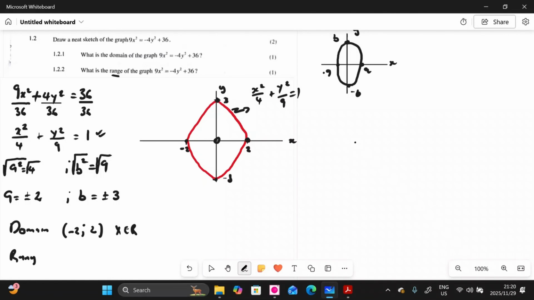As you can see, this is going to be negative 3 and 3. So the range, you can write, is from negative 3 to positive 3. y is an element of the real numbers. There we go. So this, guys, is the range. It starts from negative 3 to positive 3. That's how you're going to get the range. Whenever they talk about the range, it's on the y-axis. I hope you understood how to answer these two questions.